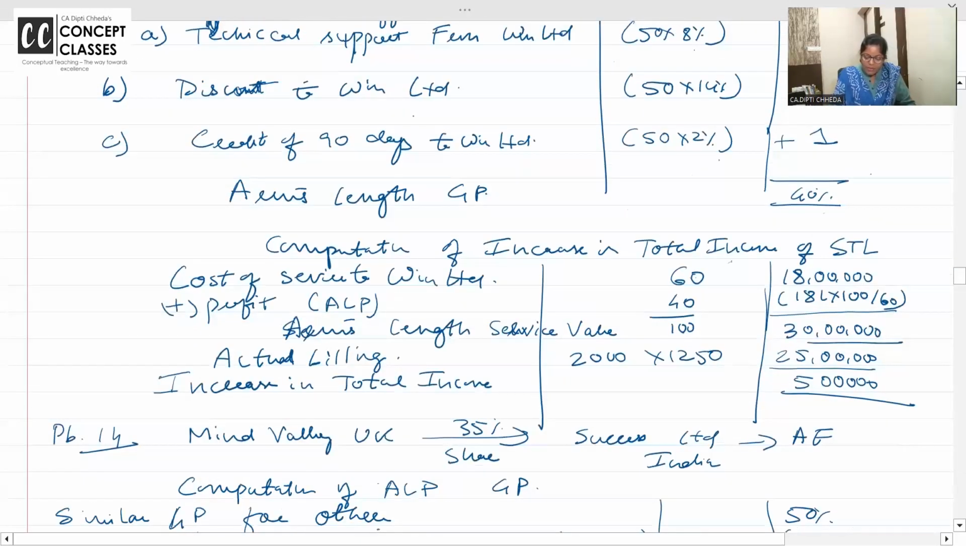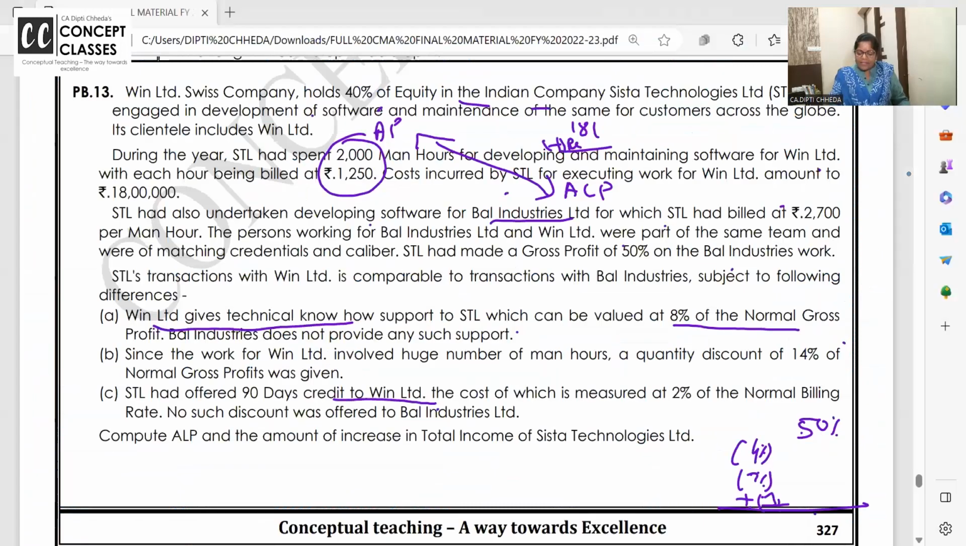Okay. Now, what service I have provided to my associate enterprise? Cost of that is 18 lakhs. And profit is 40% in the sales. So 18 lakhs is 60%, 40%, kitna 100. I should have charged 30 lakhs. But I have charged them 2000 hours at 1250. That is 25 lakhs. So 5 lakhs I have charged less. Increase the income by 5 lakhs. Check is this clear or not? Cost plus method. This same problem can be solved by TNMM method also.